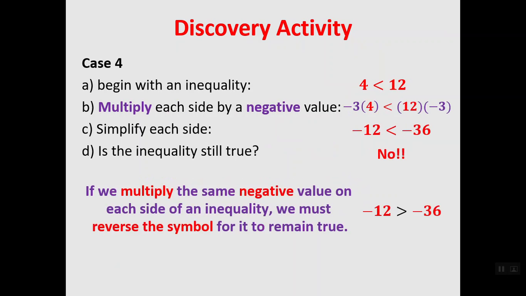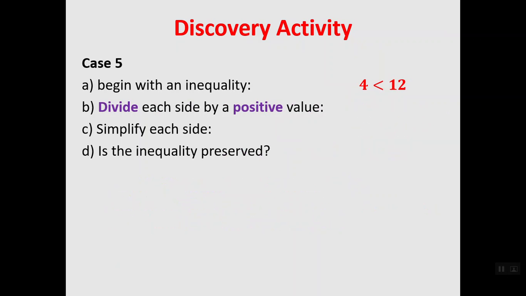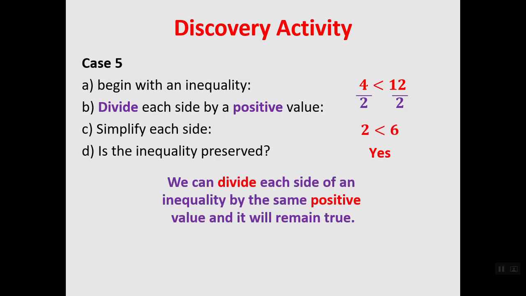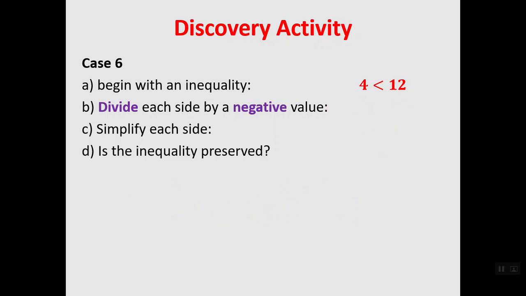So that's an important thing to know. Whenever we're working with inequalities, if we multiply both sides by a negative number, we've got to then also reverse the inequality symbol for it to remain a true statement. Let's try it with division. Let's divide each side by a positive value. Say we divide each side by 2. We would get 2 is less than 6. That is true. So dividing by a positive value still keeps our inequality a true statement.